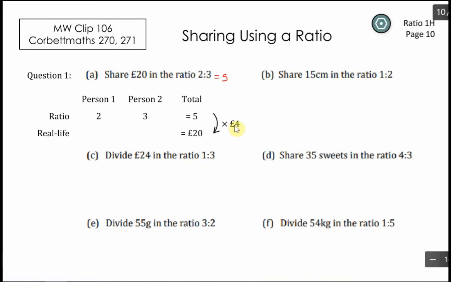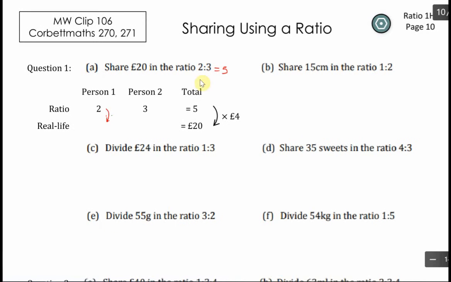And that's my advice with ratio. Whatever method you use, ultimately 9 times out of 10 it comes down to finding out what one part is worth. Once we've found that, we can find anything that the question then wants. So this question just wants us to find what each of the other total parts are. So this person who gets 2 parts, that's 2 lots of 4, therefore they would get £8, and this person gets 3 lots of £4, and therefore they would get £12.